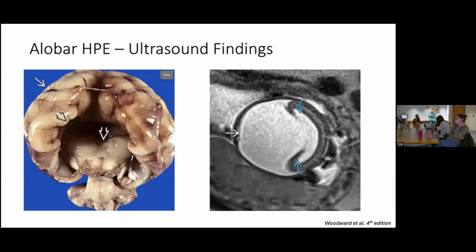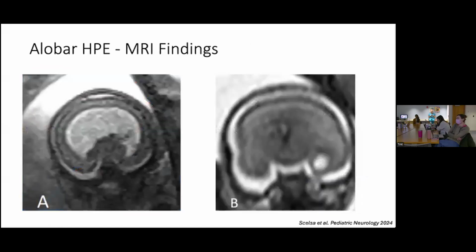So here on the left, you can see a gross image as well as an ultrasound. Here's typically where you would see this dorsal cyst, which is depicted here in this image. The dorsal cyst is just this space where it is filled with fluid in patients with the severe kind of holoprosencephaly. So next, MRI findings.